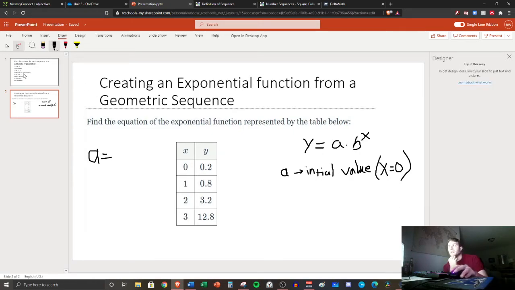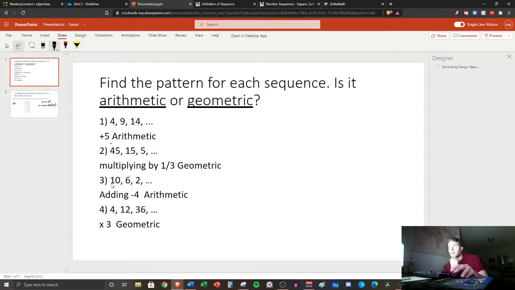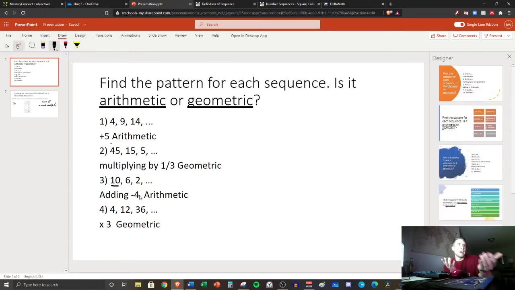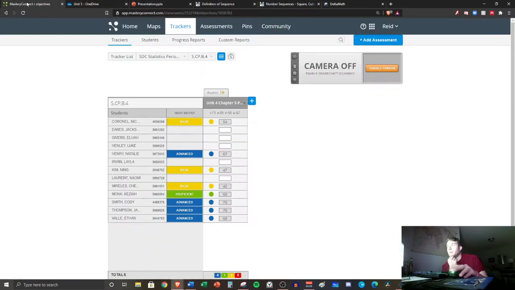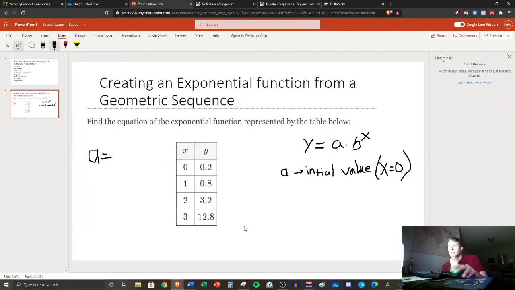In a list of sequences, for this one here, it'd be 10. That's the initial value, right? And then you're dividing by 3 each time. So we're going to talk about that. So let's go back to this. And then next, b is the common ratio.